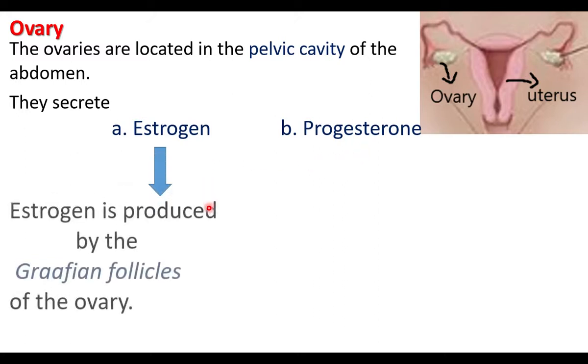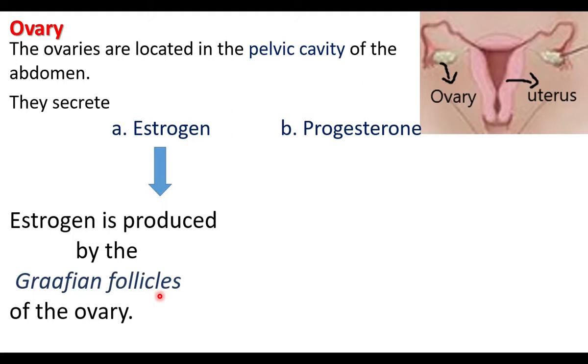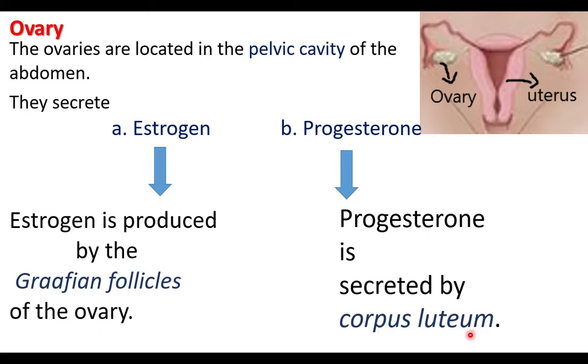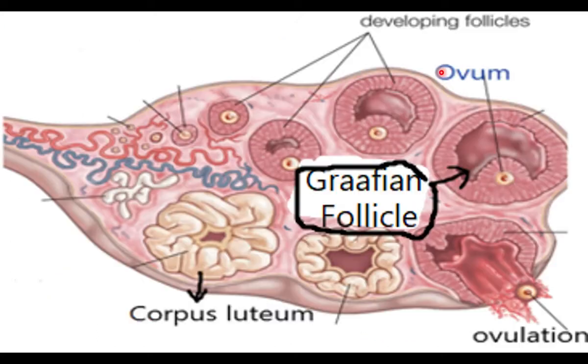Estrogen is produced by the Graafian follicles. Progesterone is produced by the corpus luteum. We have already learned about estrogen and progesterone in the second video of lesson 16, that is the present lesson, while studying the anterior pituitary. Now let us see where the Graafian follicles and corpus luteum are located inside the ovary.